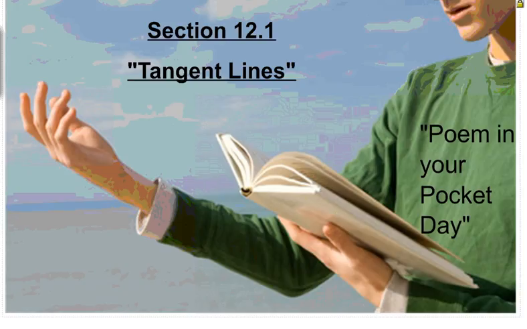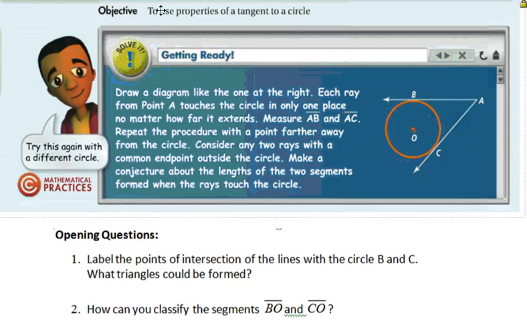So, anyway, we're going to do lots of things related to circles in this chapter. Our goal for Section 12.1 is to use properties of a tangent to a circle. We've learned about tangents when dealing with trigonometry. Now we're going to learn about tangents to a circle.